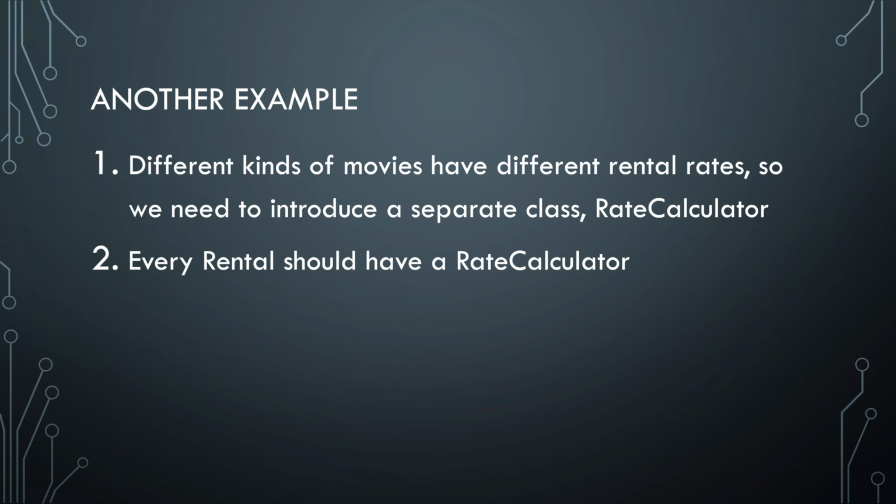Here's another example where we can apply exactly the same principle. The movie rental example we've seen before. Different movies have different rates. Children's movies, standard movies, recently released movies: we need to introduce a separate class to encapsulate this variation. There will be 3 subclasses, each of which represents the rate calculation of a particular type of movie. And finally, every rental object should then have a rate calculator object.